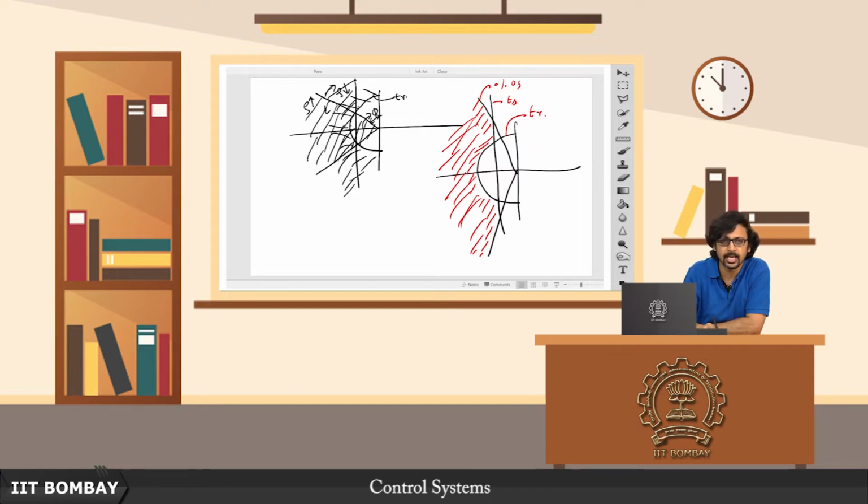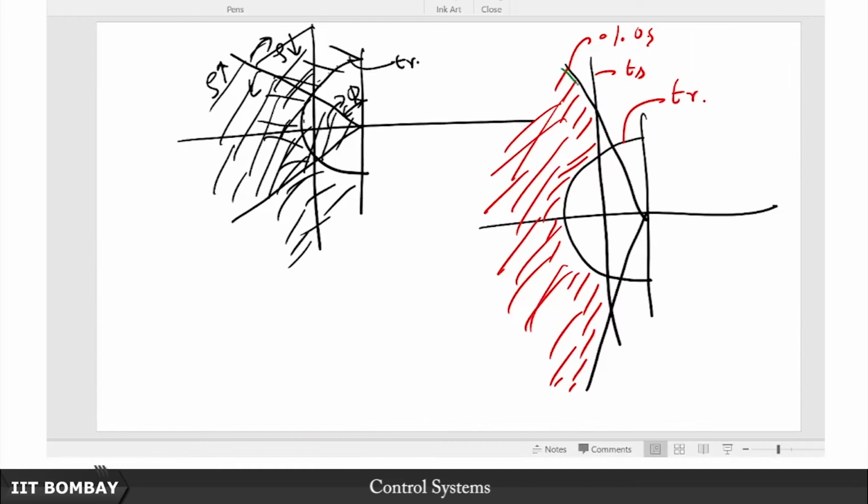certain value, which is to say that if your poles, so I am drawing it in green now here, if your poles are to the left of this region that I have marked in green here, which is the hatched portion in red, then you are guaranteed that the percentage overshoot, the settling time and the rise time specifications that your system is required to meet will actually be met.